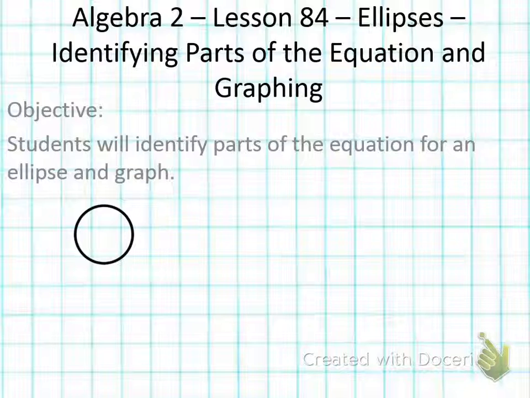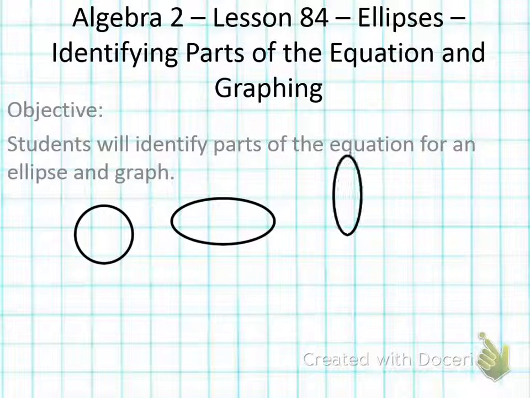So an ellipse is just like a circle, except it's either stretched. For now, it's either stretched left and right or stretched up and down. Okay. Yeah, it's like an oval, but in math we call this an ellipse. So when you take a circle and you stretch it left and right, it's called an ellipse, or up and down, it's called an ellipse also. Okay, these are all examples of ellipses.